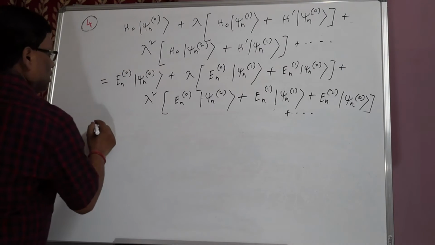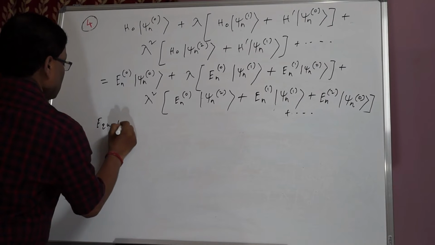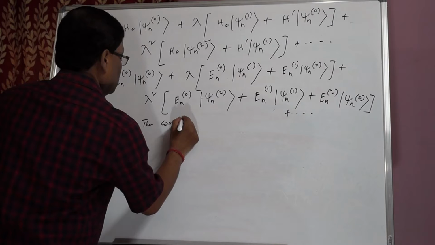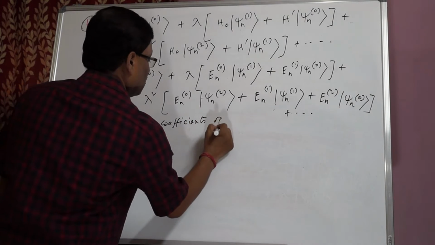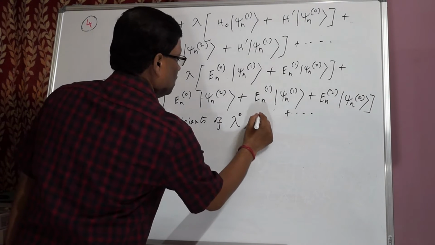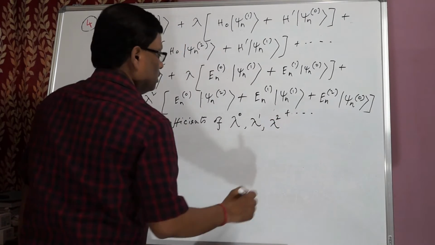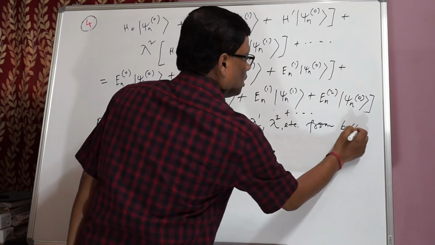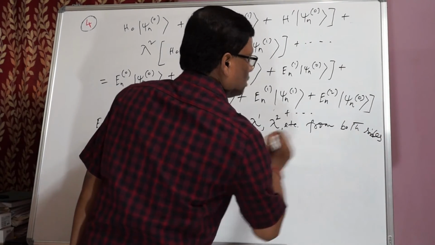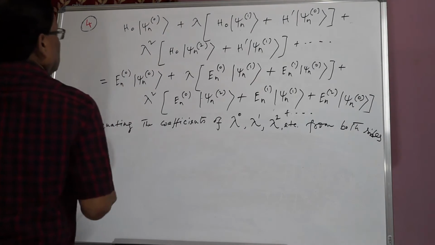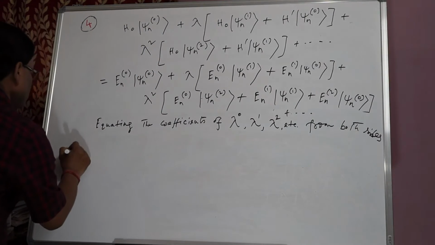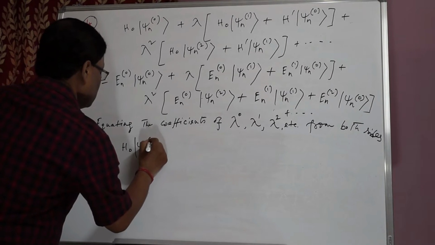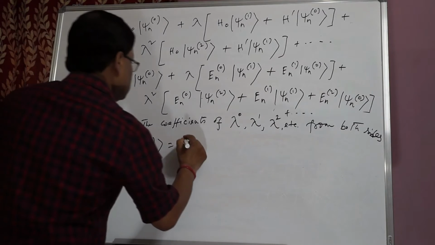So now equating the coefficients of lambda 0, lambda 1, lambda 2 square, etc. from both sides, I get H0 psi n0 for the lambda to the power 0 part, so I get H0 psi n0 is equal to En0 psi n0.